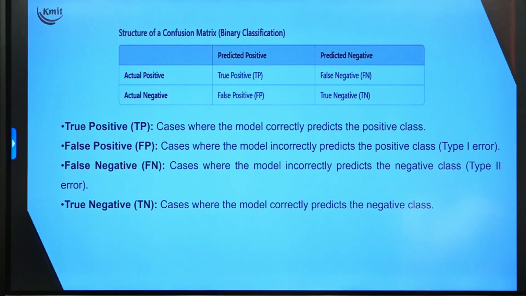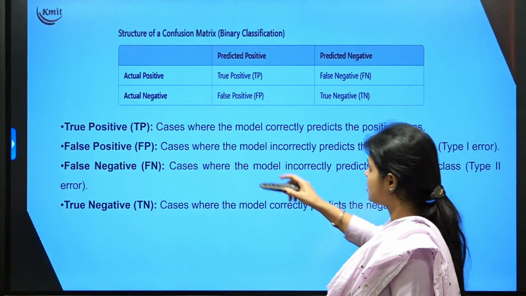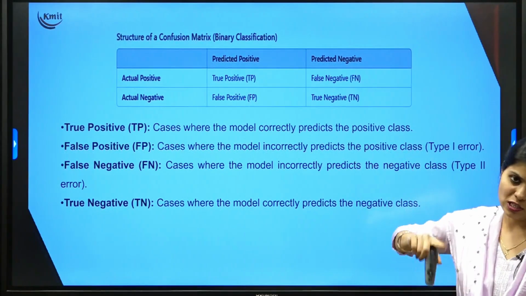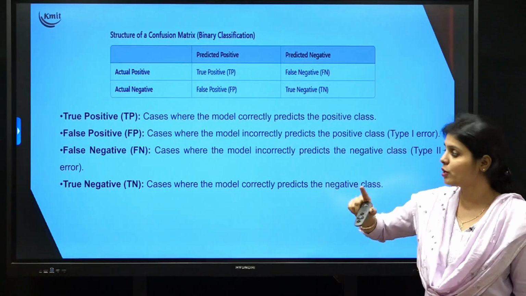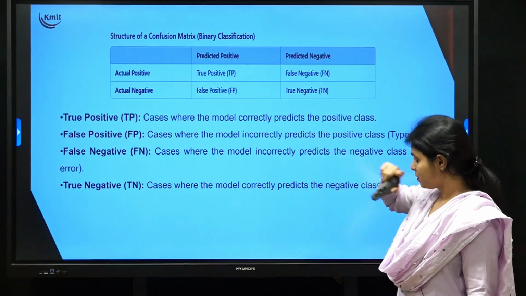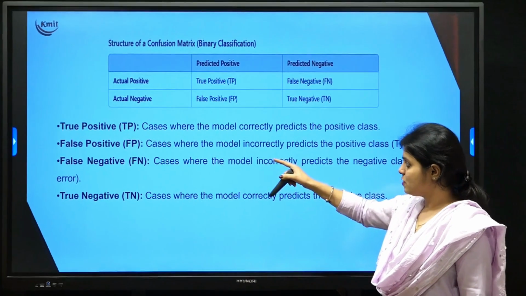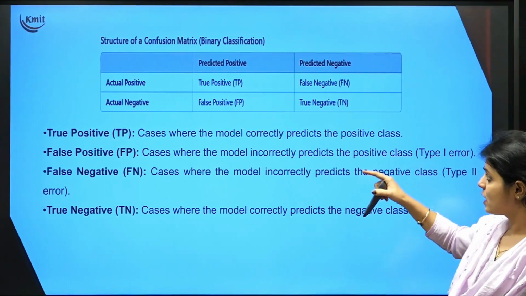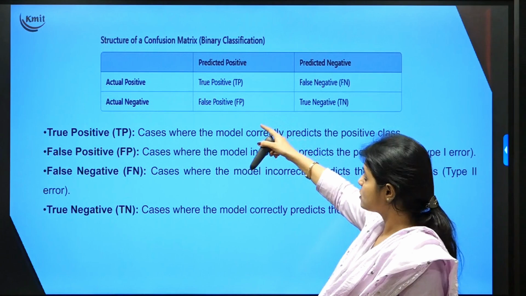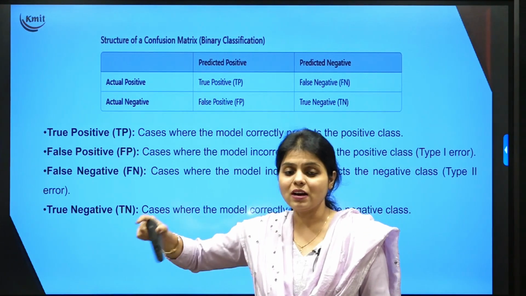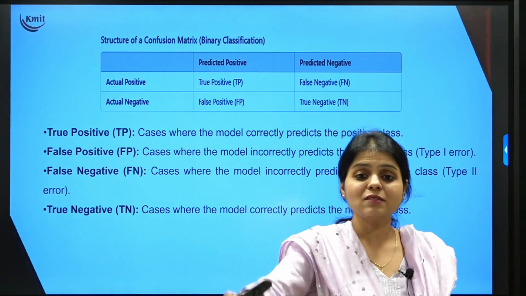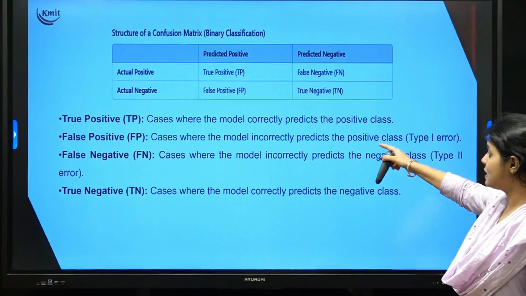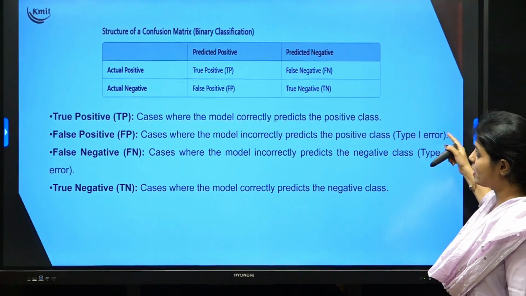Now, in the true positive case, the model correctly predicts the positive class. Actual is positive, predicted is also positive. When we talk about false positive, this is where the model incorrectly predicts the positive class. The value is actually negative but the model is classifying or predicting it as positive. So the model is incorrectly predicting the positive class, which is called a type 1 error.